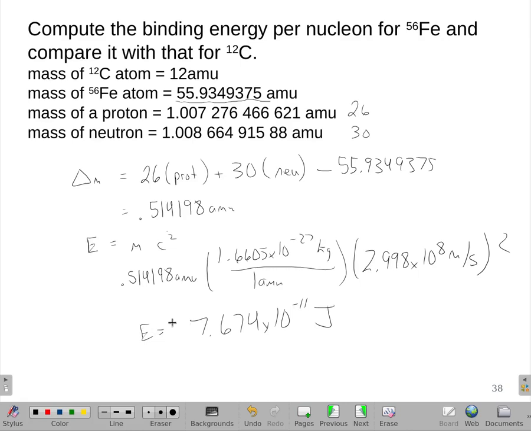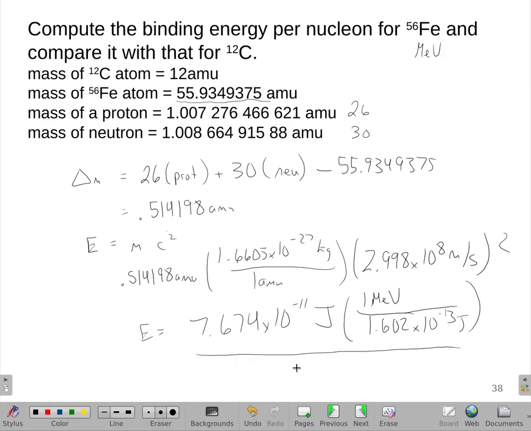Alright, now that's the binding energy of the entire nucleus. To get the actual binding energy, we typically measure it in something called mega electron volts. To convert a joule into an electron volt, 1 mega electron volt is 1.602 times 10 to the negative 13th joules. And then, since this is iron 56, we're going to divide that entire thing by 56.